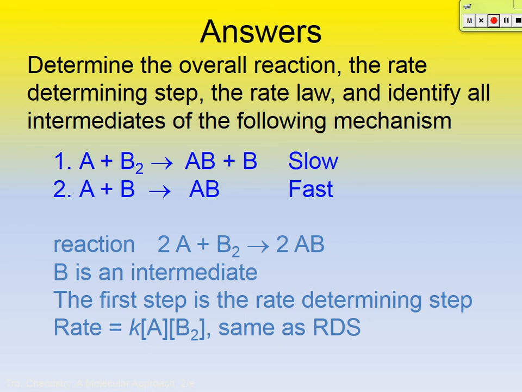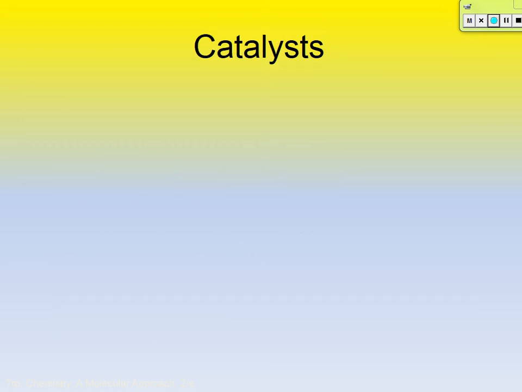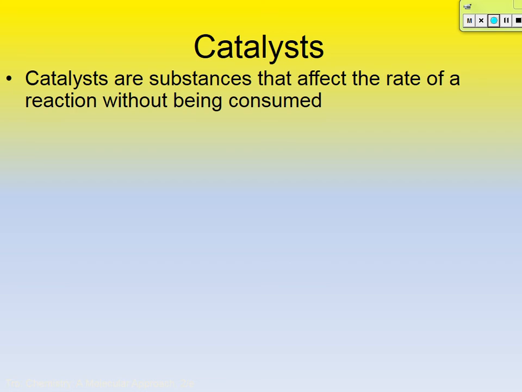So let's see if we got those answers right. It looks like we did get the overall. B was an intermediate. The first step was rate determining, and our rate law we did get correct. So very good. Okay, I've got one final topic in this chapter to talk about. It's called a catalyst. So let's look at what a catalyst is.